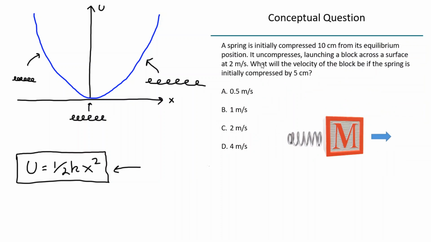Let's look at a conceptual question. A spring is initially compressed 10 centimeters from its equilibrium position. It uncompresses, launching a block across a surface at 2 meters per second. What will the velocity of the block be if the spring is initially compressed by 5 centimeters instead of 10 centimeters? Will it be 0.5 meters per second, 1 meter per second, 2 meters per second, or 4 meters per second? So take a minute, pause the video, think about your answer, and come back when you think you have one.